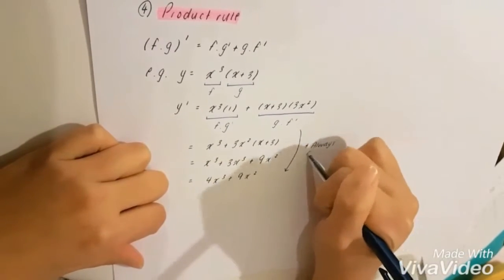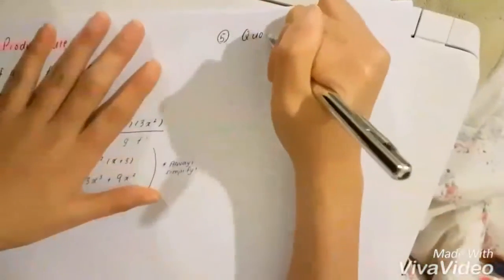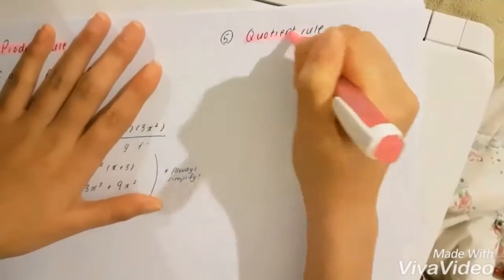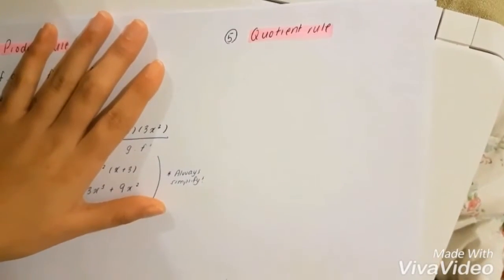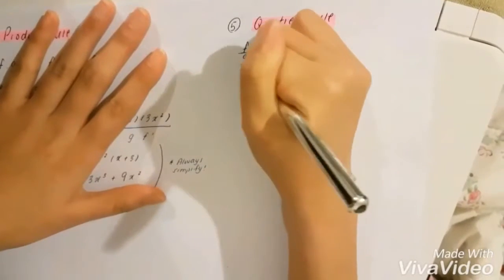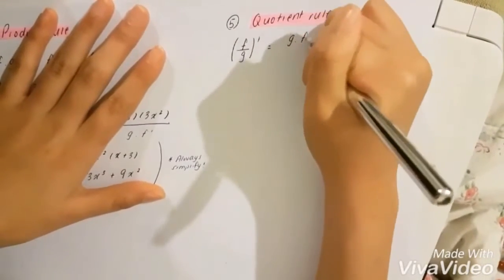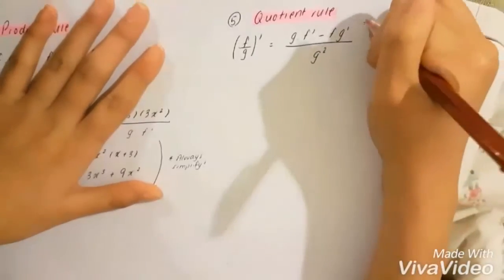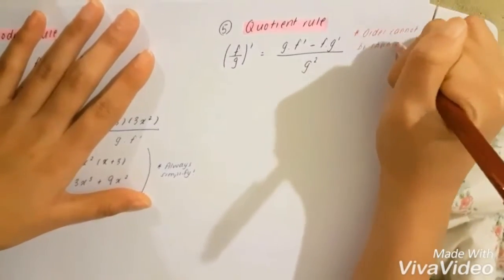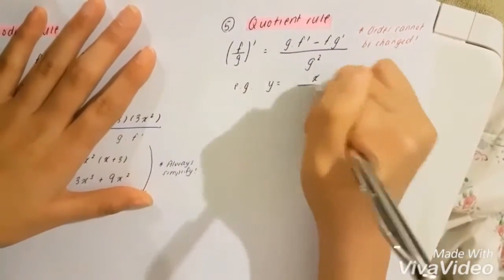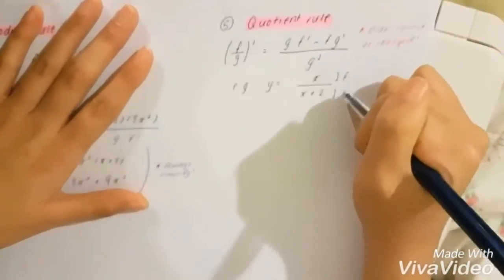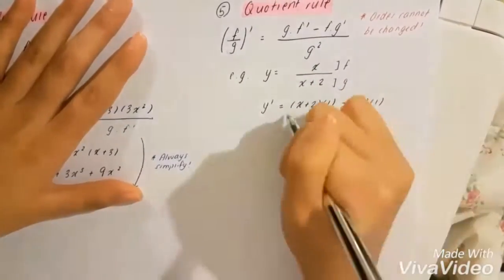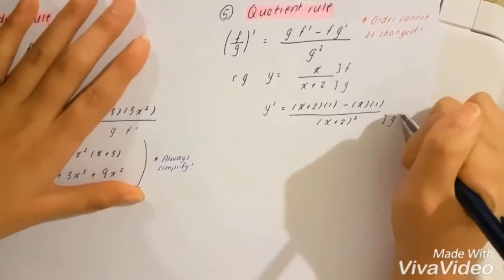Lastly, the quotient rule. The formula sheet states that the derivative of the function f divided by function g is equal to the function g times the derivative of the function f minus function f times the derivative of the function g, divided by function g squared. So for this example, where x is the function f and x plus 2 is the function g, the derivative of the whole function is equal to g times f dash minus f times g dash over g squared.